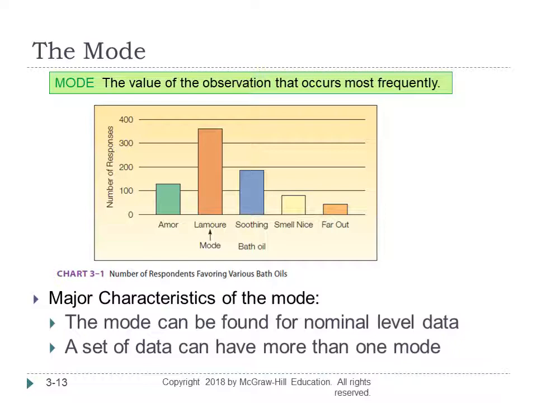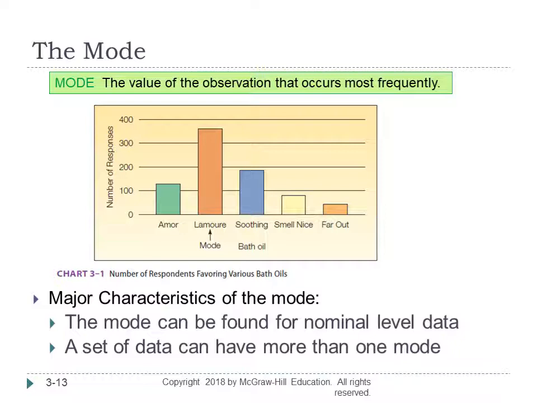The mode is the value of the observation that occurs most frequently. If you happen to have a bar graph, then the mode is the class with the highest frequency. In this graph, the mode is this rectangle, the one that has the highest frequency. If you have a set of data and you order the data, then you can tell the data values that are repeated. You want to select the values that occur most frequently.